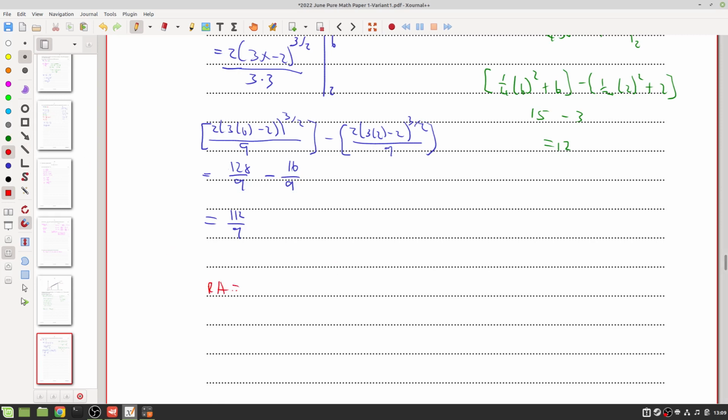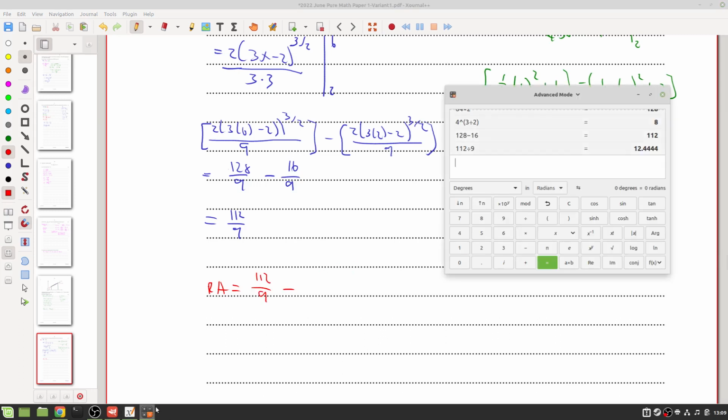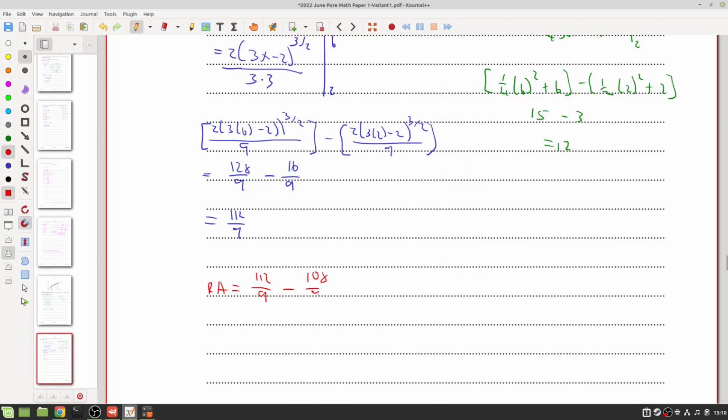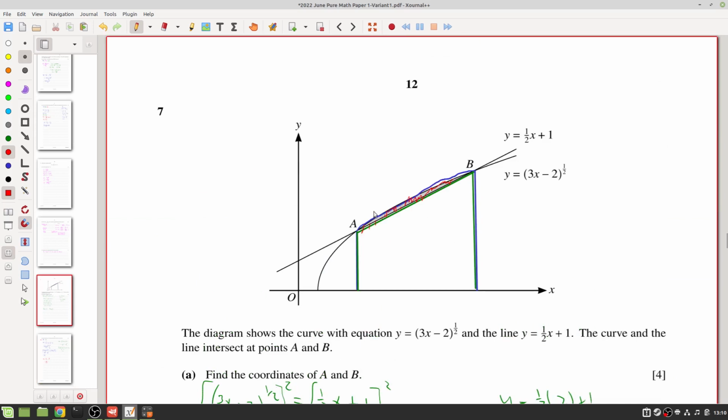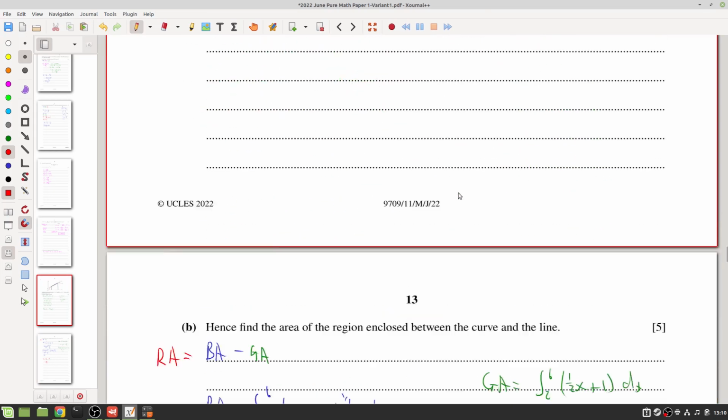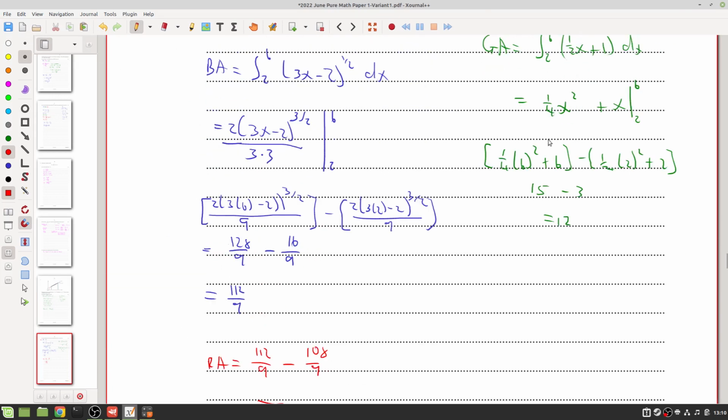Then the red area, the final solution, is the blue area minus the green area. And the green area, 12 times 9 is 108, sorry. So 112 over 9 minus 108 over 9 equals 4 over 9. Final answer, units squared. Okay, so are you happy with what we did? We just integrated, found the whole area under this one curve minus the area under the other curve. That gives us the area between the two curves. Again, if you found a different way, let me know.